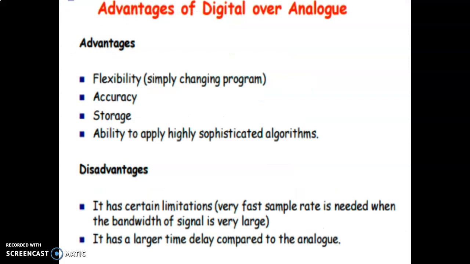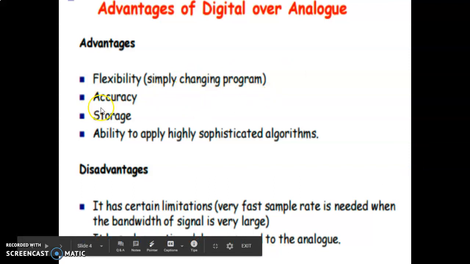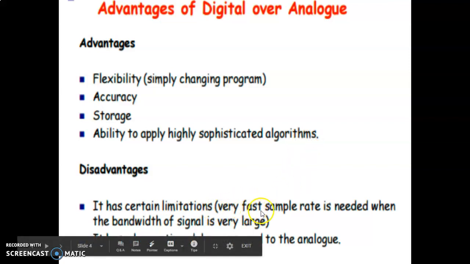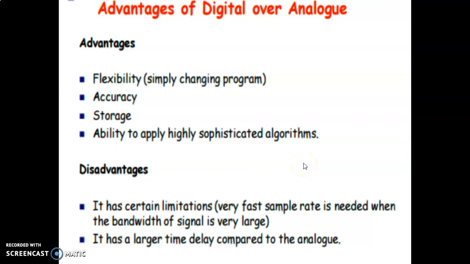The advantage of the digital signal over analog is that digital signals have the flexibility of simply changing the program. Digital signals are easy to store, have the highest accuracy, and it is always possible to apply highly sophisticated algorithms to modify the process. The disadvantages of digital signals are certain limitations: a very fast sample rate is needed when the bandwidth of the signal is very large, and it has a larger time delay as compared to the analog signal.